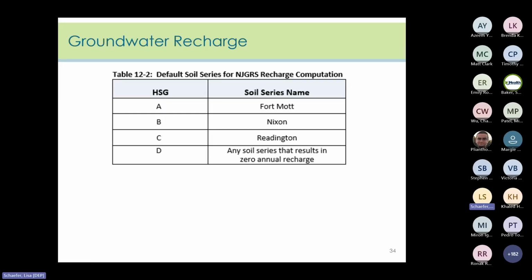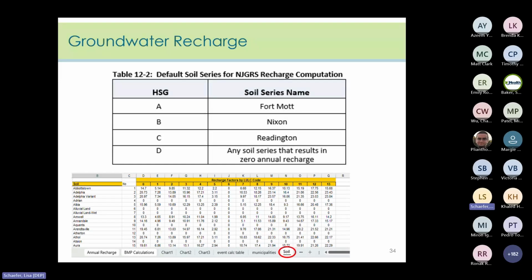For HSG A soils, the default is Fort Mott, and it's Nixon for HSG B soils. The default C soils in the past was Venango, but it's been updated to Reddington. Now, we also don't just use D soil to represent the soil series without recharge. The default D soil should be the soil series from the recharge spreadsheet that results in 0 groundwater recharge.